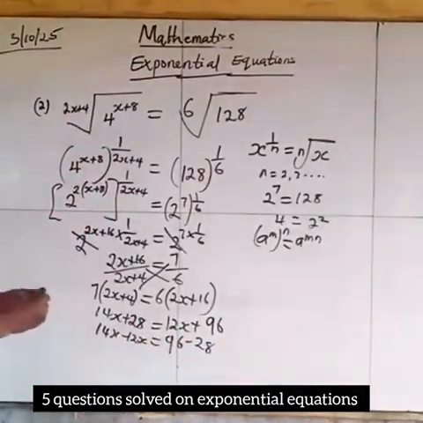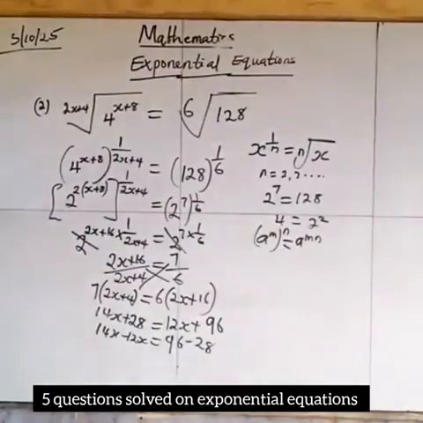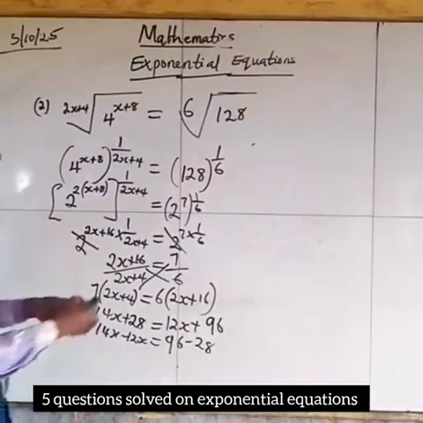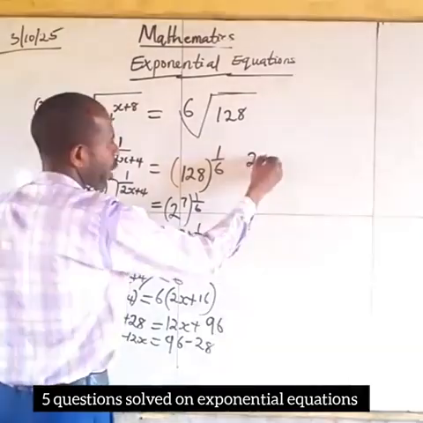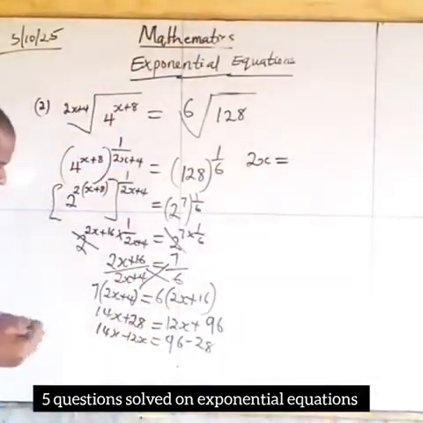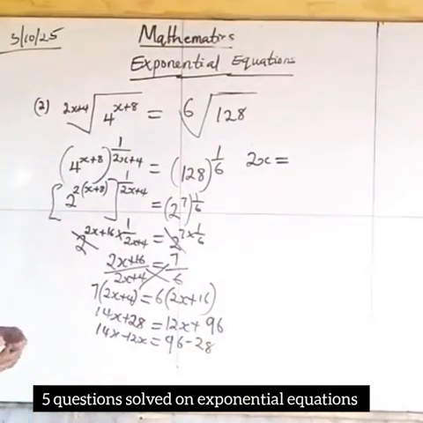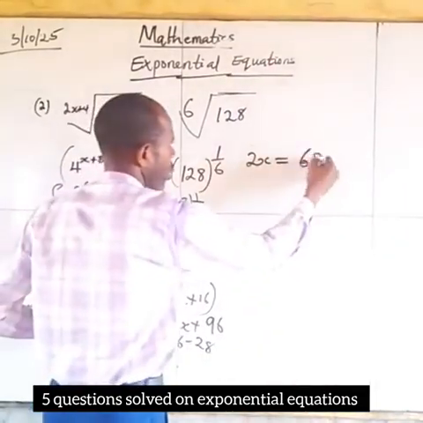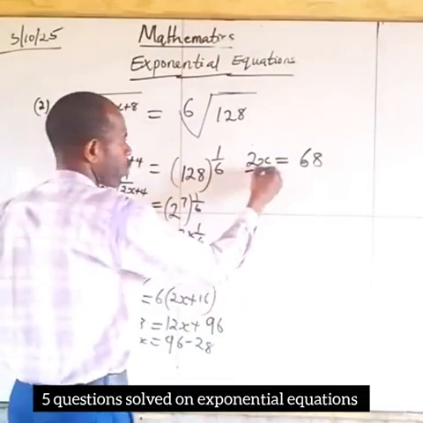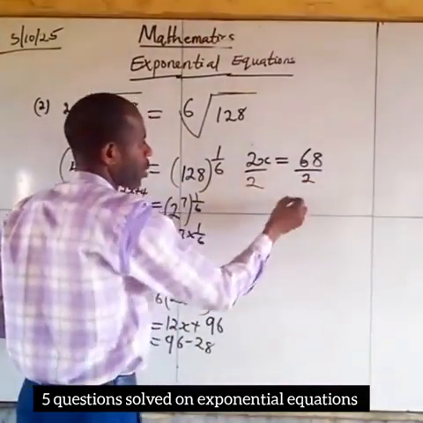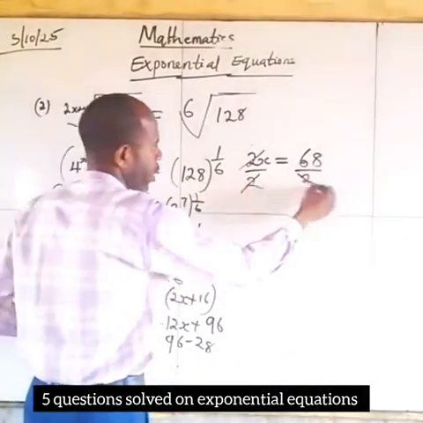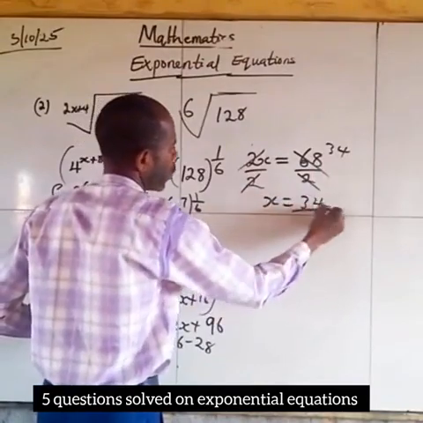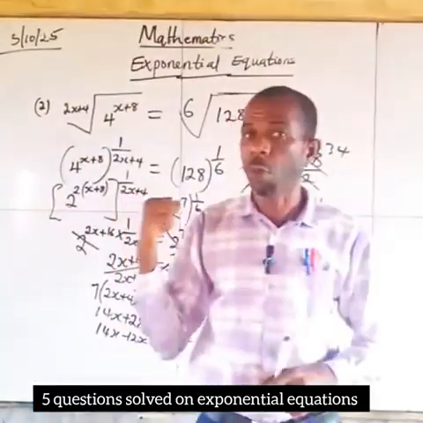Now let us finish it from the top there. What we are going to have: 14x minus 12x gives us 2x equal to 96 minus 28, which gives us 68. Then what you just need to do is divide both sides by 2. So this here, then this here, that is 34. X equals 34. So this is the answer to question number 2.